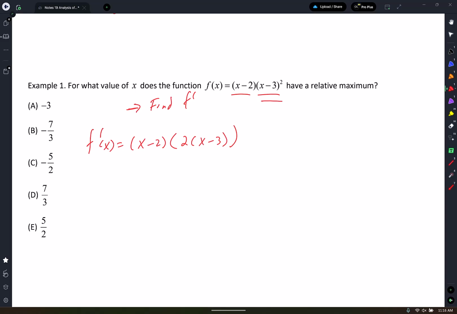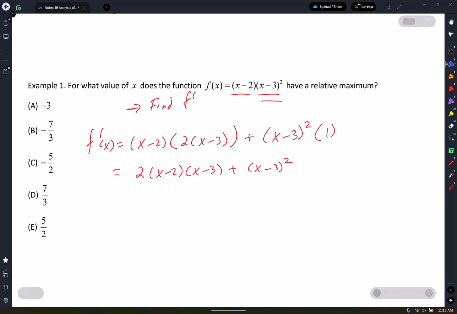So there it is. Plus second, (x minus 3) squared, times derivative of the first, 1. Are we still okay? All right, we're going to have to do some algebra. Relax. 2(x minus 2)(x minus 3) plus (x minus 3) squared. I just rewrote it. Maybe you didn't have to. I'm not going to FOIL. I mean, I guess you could, but here's what I see. I see a product on the left with the 2(x minus 2)(x minus 3), and then I see (x minus 3) squared. What can I factor out?